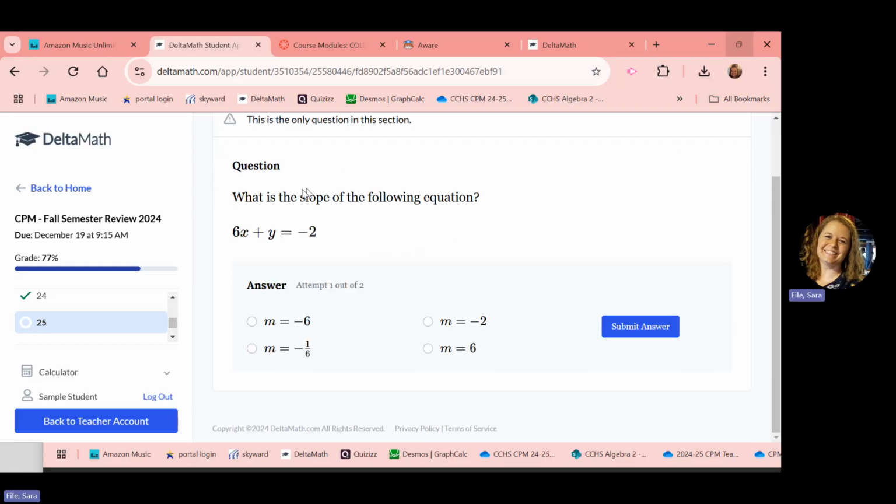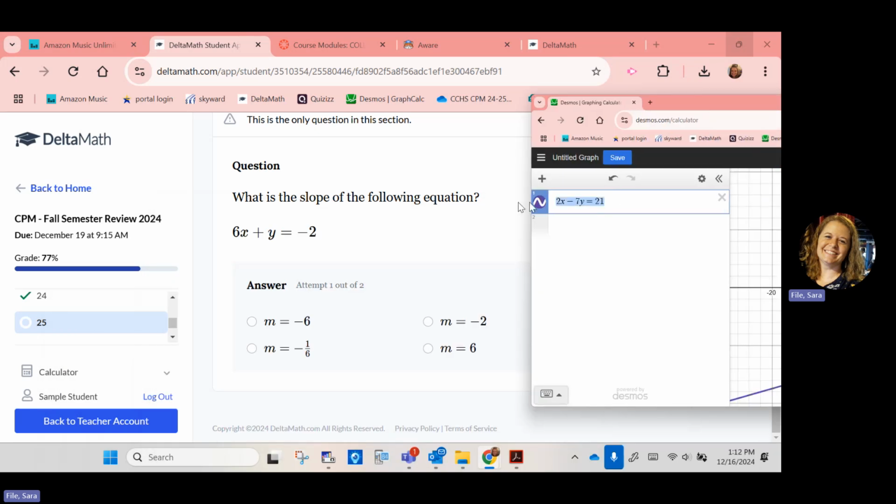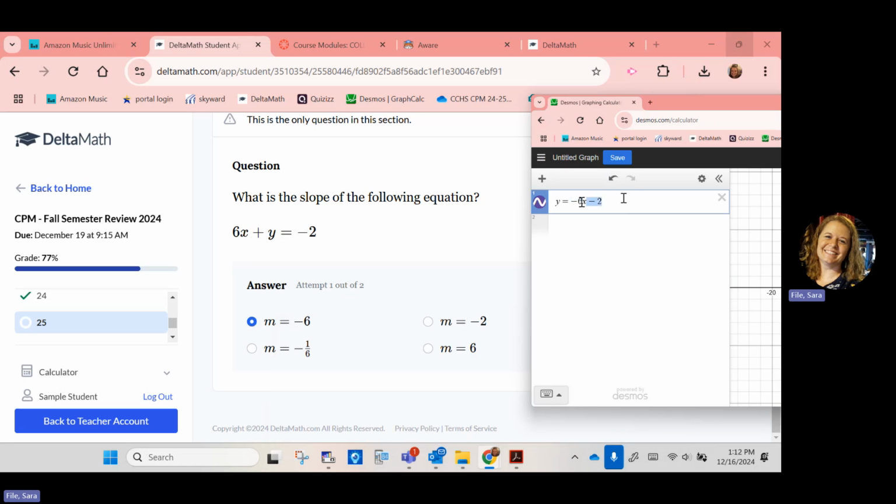So getting to use Desmos is going to make a lot of these real quick and simple. Now the slope. What is the slope of the following equation? So you can solve this for y by subtracting the 6x over. If I subtracted the 6x over, it would be y equals -6x minus 2, right? That's what it would be in y equals mx plus b form. And you have to remember, in y equals mx plus b, m is the slope. So the slope is that coefficient in front of x. So it's -6.